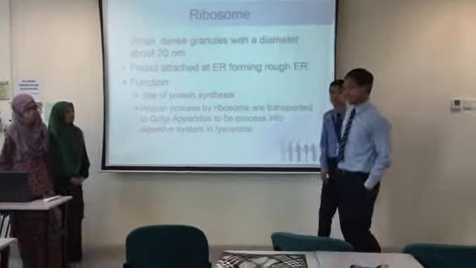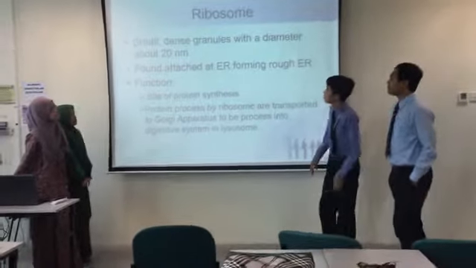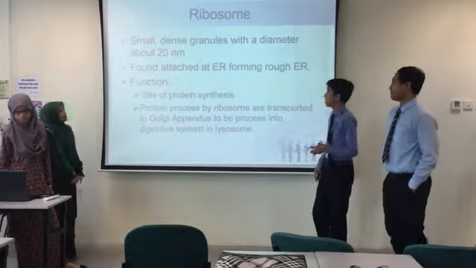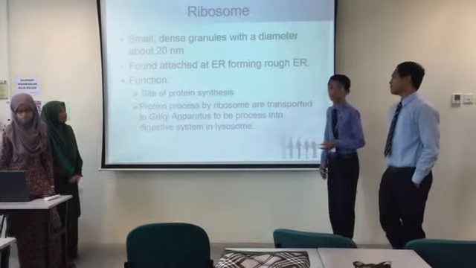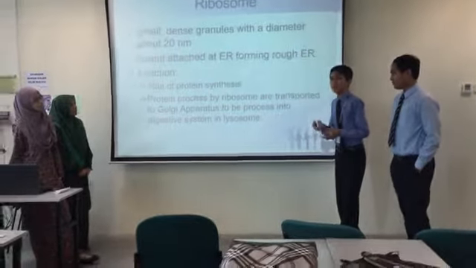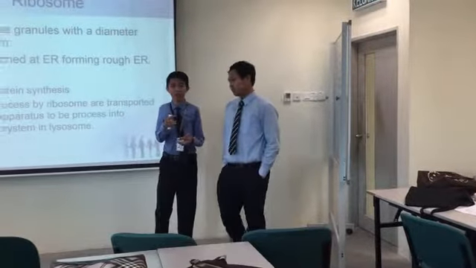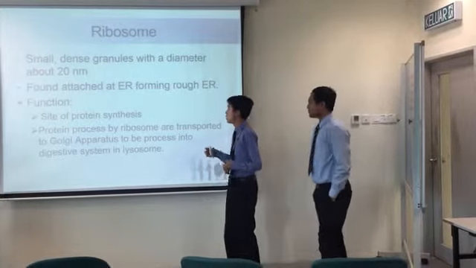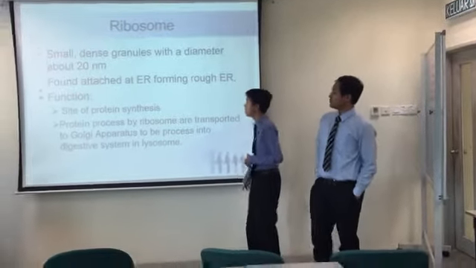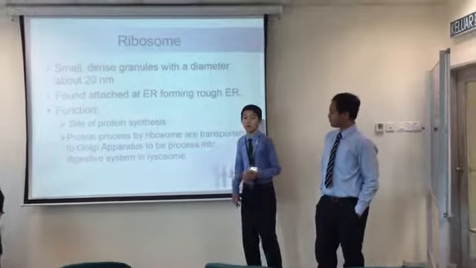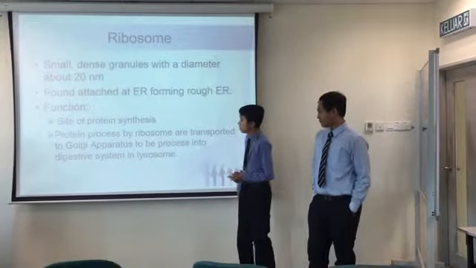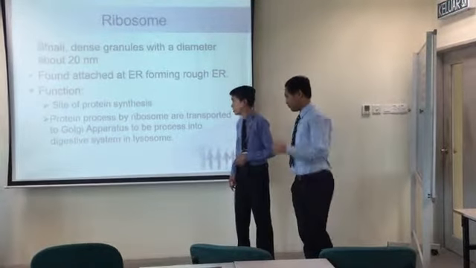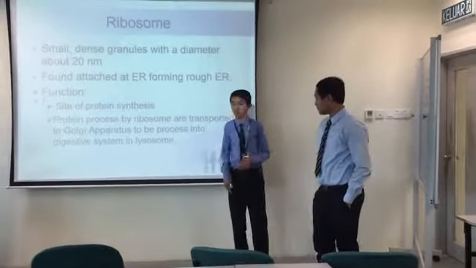Next we will talk about ribosomes. We know that the size of a ribosome is small, right? They are granules with a diameter of about 20 nanometers. We know that 20 nanometers is very small, right? The ribosomes are found attached to the ER, forming the rough endoplasmic reticulum. The function of the ribosome is as the site of protein synthesis. Then proteins processed by ribosomes are transported by the Golgi apparatus to be processed into the digestive system in the lysosome.